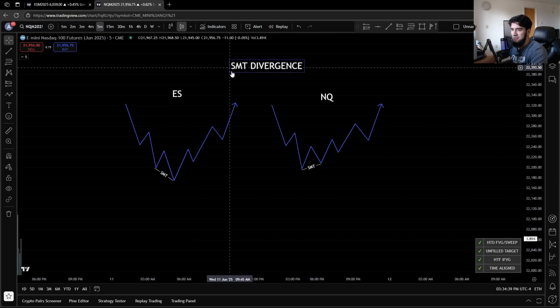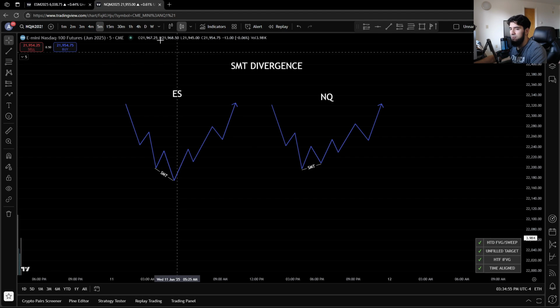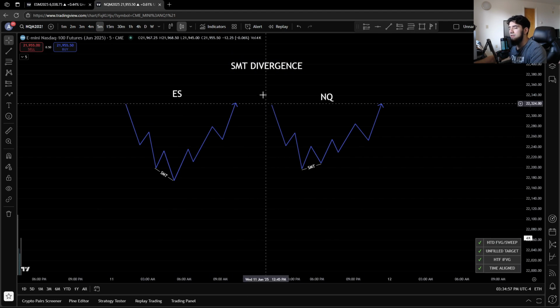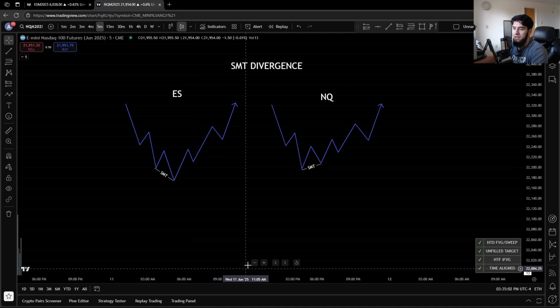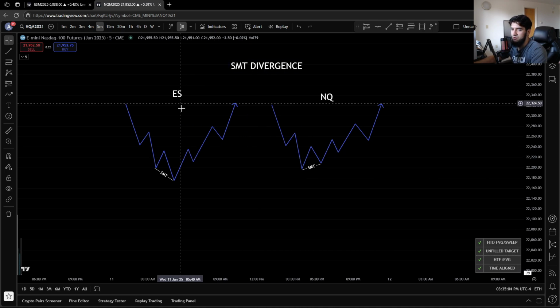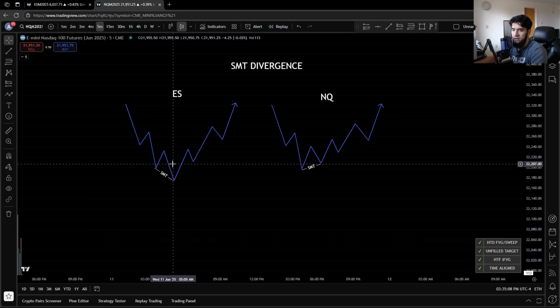And SMT, in my opinion, isn't really used like an entry model, although you can do it if you're really good. For example, Powell, I don't think he really enters on SMTs, but it does help, right? The way a lot of people, including me, use SMT divergences is by incorporating it into a model, right? So for example, I have my own strategy, the inversions, right?